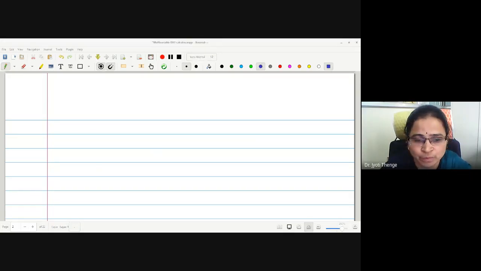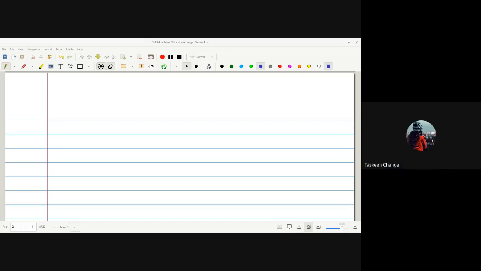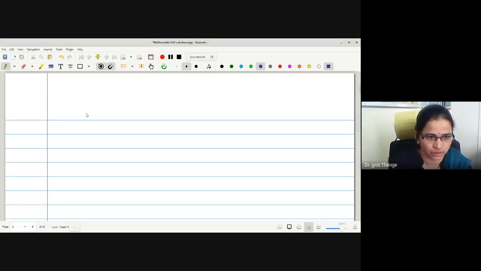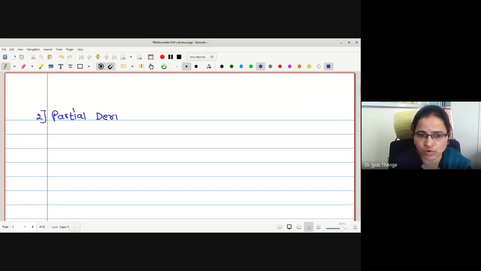Clearly understood up to this? Should I go for the next point, partial derivatives? Okay, good. We'll go for the next point, partial derivatives. Can anyone tell me why this concept was derived, partial derivatives?